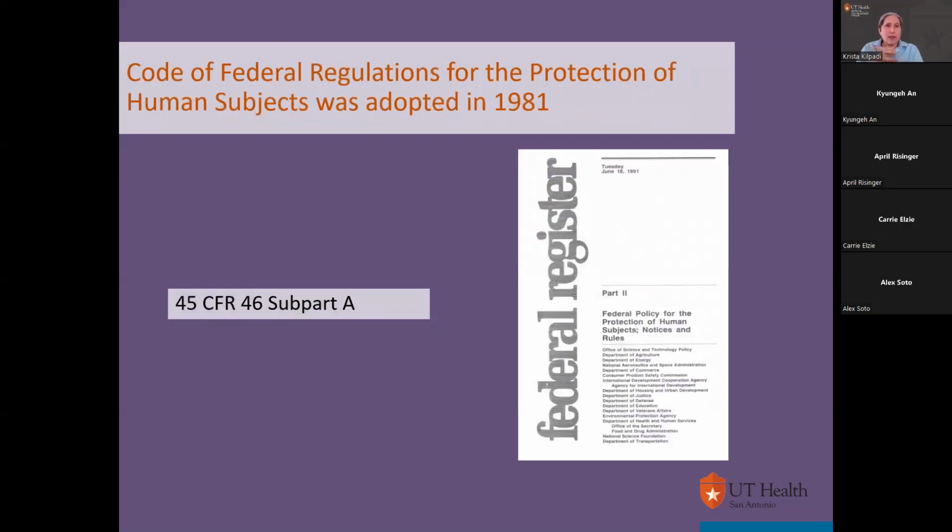So in 1981, the US government adopted something called the Code of Federal Regulations for the Protection of Human Subjects, which you can find in the federal laws at 45 CFR 46 subpart A. That's how you find it if you're looking for it. And this was our first law that actually protected human subjects during research studies.